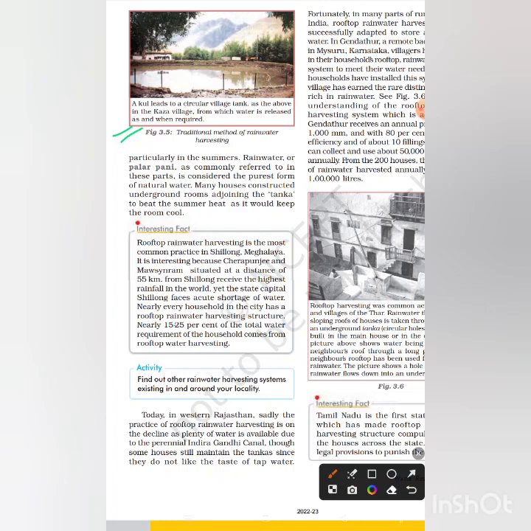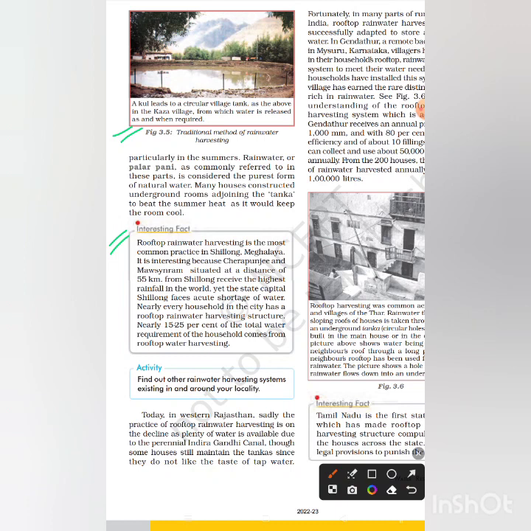A canal leads to a circular village tank, as shown above in the Kaza village, from which water is released as and when required. Here one interesting fact is given: rooftop rainwater harvesting is the most common practice in Shillong and Meghalaya as well. It is interesting because Cherrapunji and Mawsynram, situated at a distance of 55 kilometers from Shillong, receive the highest rainfall in the world.